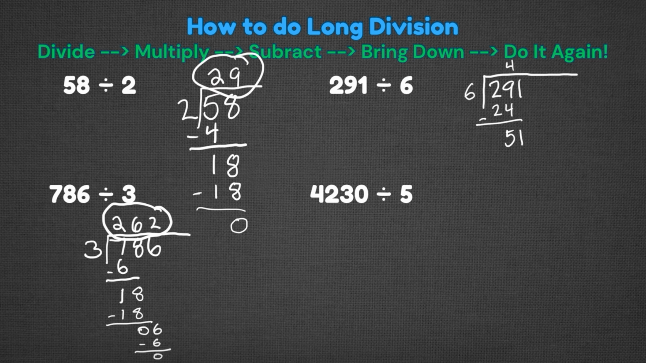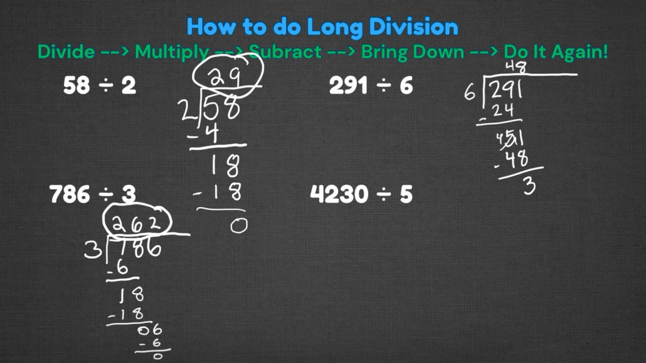6 goes into 51. Well, let's see. 8 would be 48. And that's going to be really close. 8 times 6 is 48. And we're going to subtract. And we get, let's see, borrow here. We get 3.